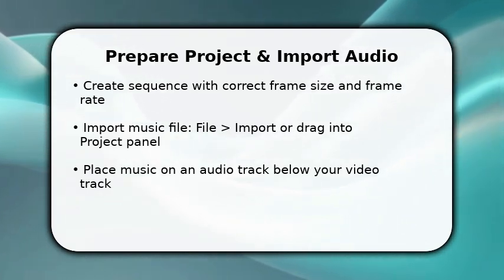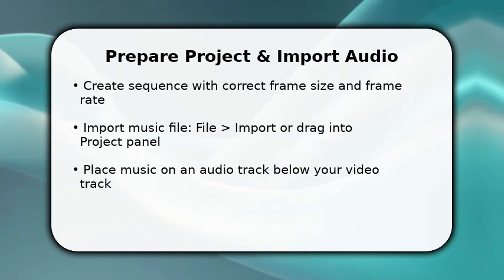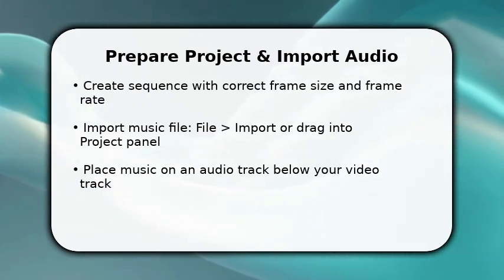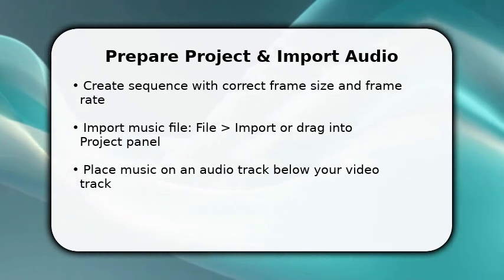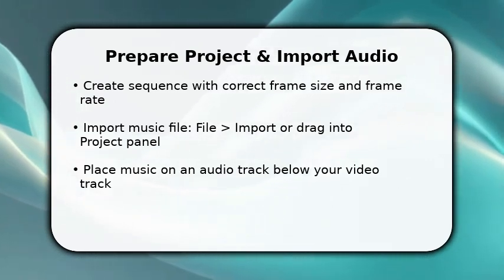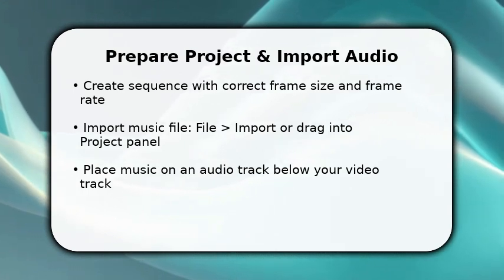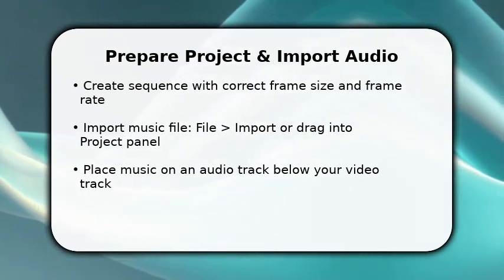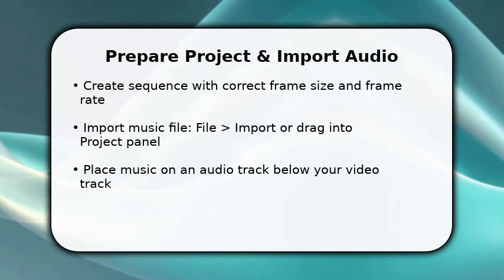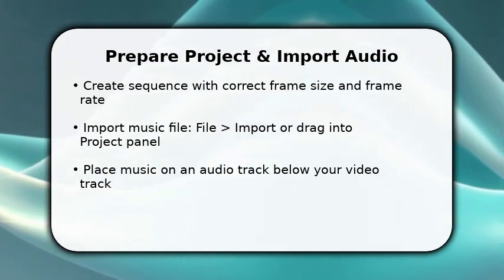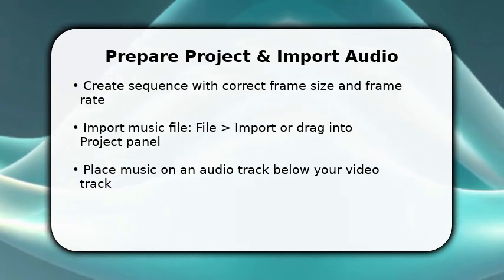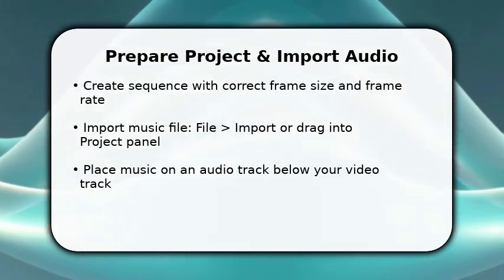Drag the audio into the project panel or use File Import, then drop it onto an audio track under your video. Once placed, scrub the timeline to find the right start point and use the razor tool or trim handles to cut the clip. Make sure the project sample rate matches the audio. This avoids warping. As you work, set the audio track height larger to see waveforms for precise edits.